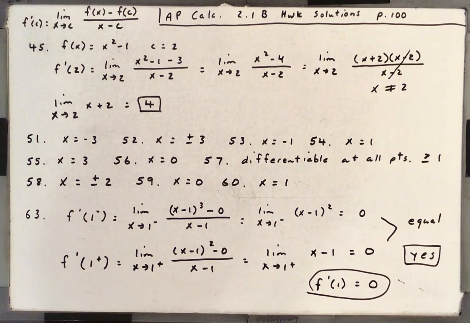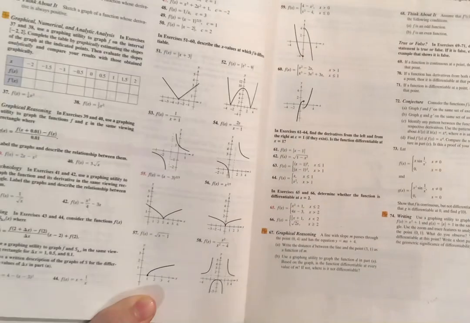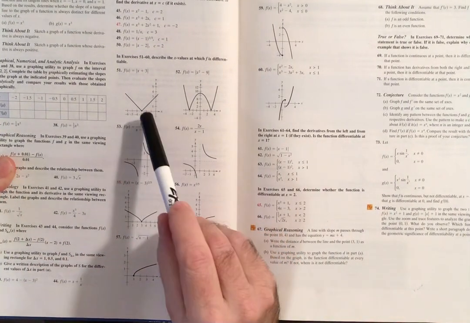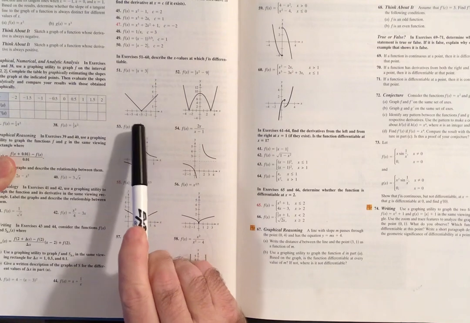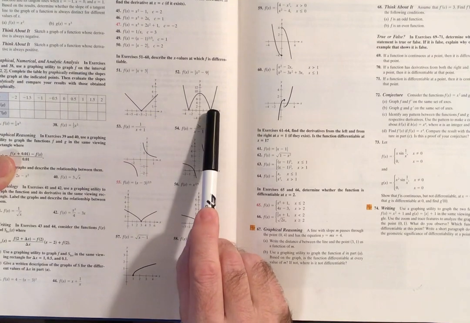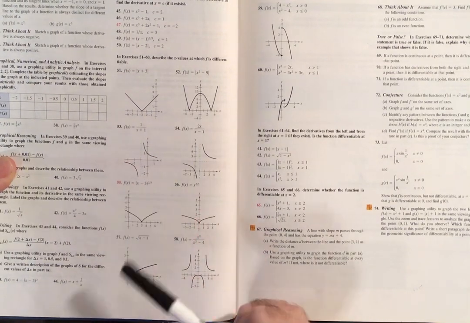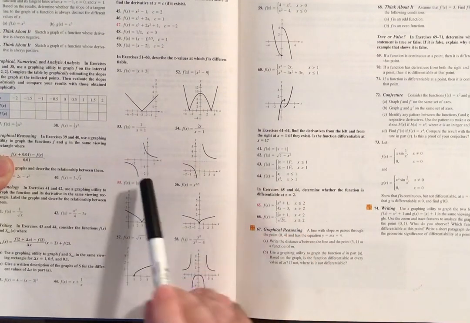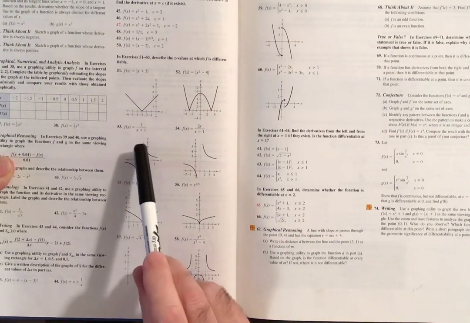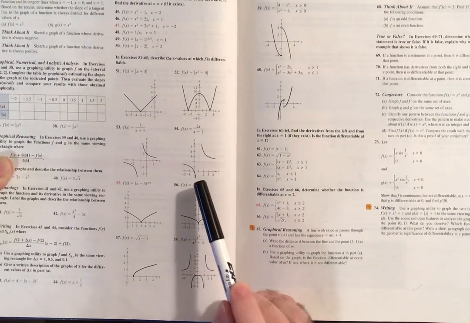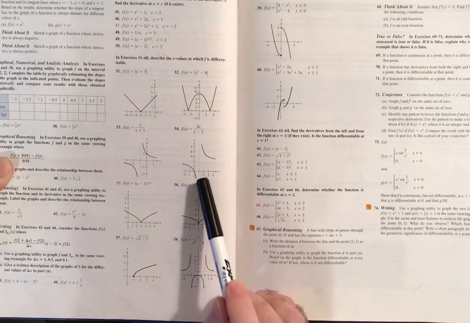All right, 51 through 60. Here are all the answers. I'm going to go ahead and put the book into view, and we can read the graphs here. So for 51, we've got a sharp turn at x equals negative 3, so it's not differentiable at negative 3. We got a sharp turn at negative 3 and positive 3 for 52, so that's the two places where it's not differentiable, negative 3 and positive 3.